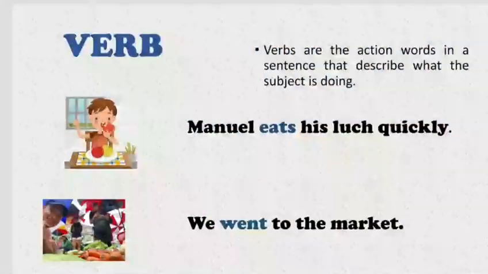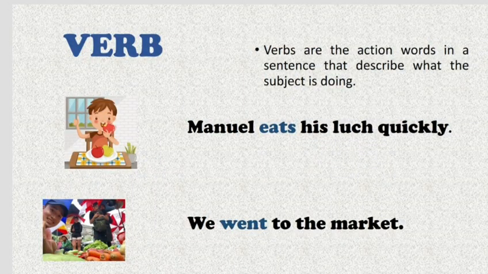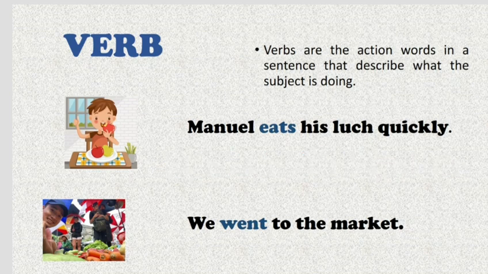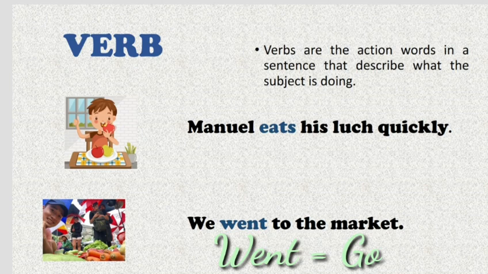Verb. Verbs are the action words in a sentence that describe what the subject is doing. For example, in the sentence, Manuel eats his lunch quickly. Eats is in third person. We went to the market. Went is the past tense of the verb go.